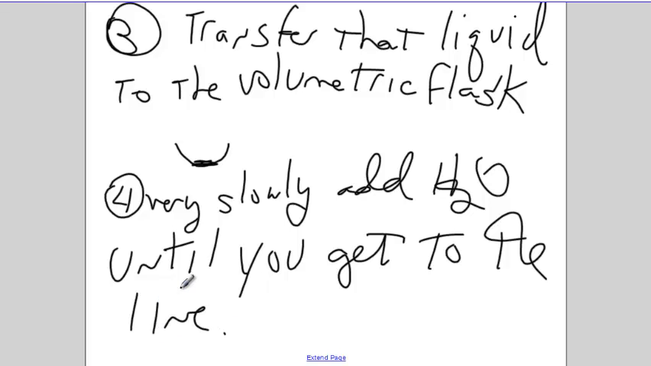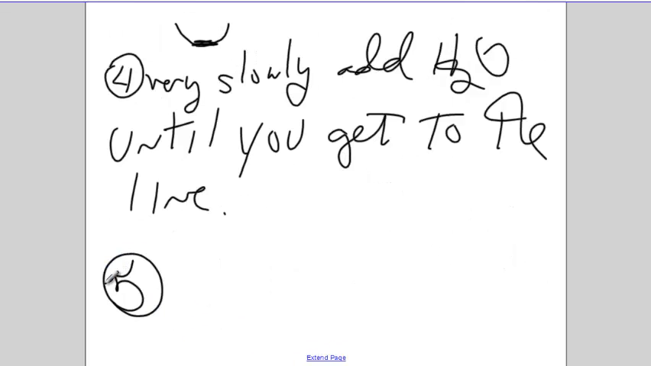And then mix again. Put your stopper in and mix it up. Then you're ready to go. You can use it in whatever it is you need to use it in. You'll notice, by the way, nowhere did I say, now add 500 milliliters of water.